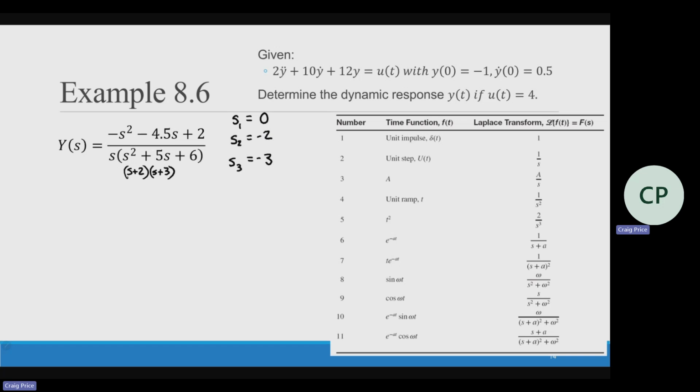So once I have my roots, this tells me a lot about how the system is going to respond. We've talked about root locations. I have a 0 root. That means that when I bring it back into the time domain, this is going to be like an a over s, a over 0. So we're going to try to find some kind of constant for my step. This is going to be like my final value. The other 2 roots are going to die out as time goes on.